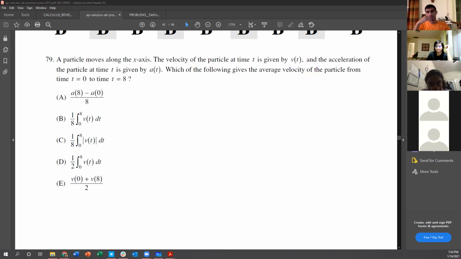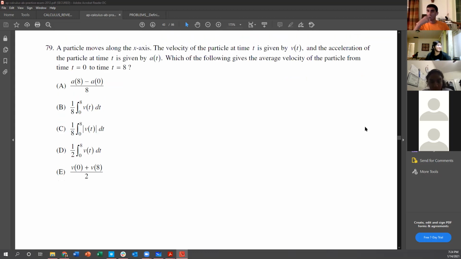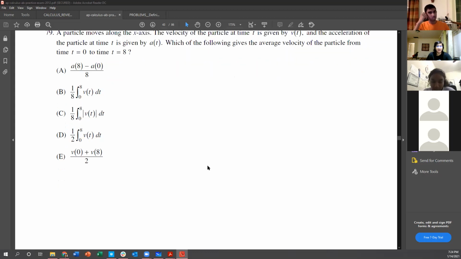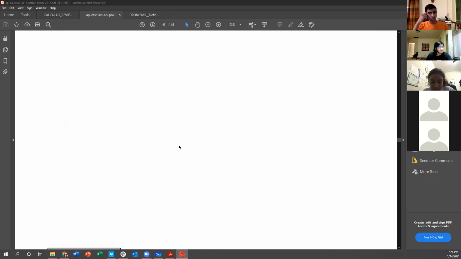Okay. Average value is going to be the integral of the function that you're given, but the average velocity... I was being dumb. I was thinking of something else. It's okay. It happens. It's all good. Okay. Next one.